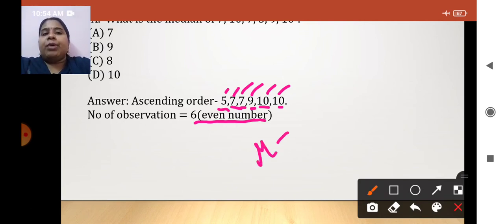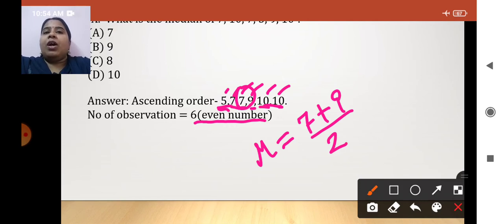Median is nothing but the average of the middle two terms. Now which are the middle two terms here? Obviously 7 and 9. Two terms are here on the right side and two terms are here on the left side. So the middle two terms are 7 and 9. I need to take the average of it.